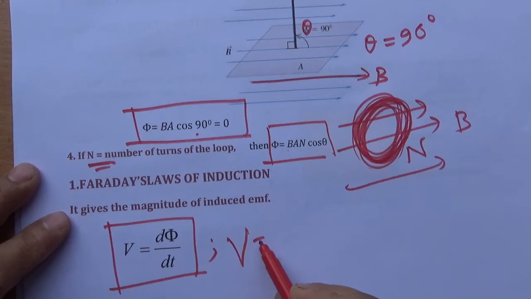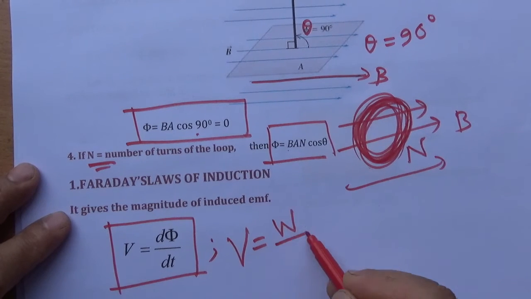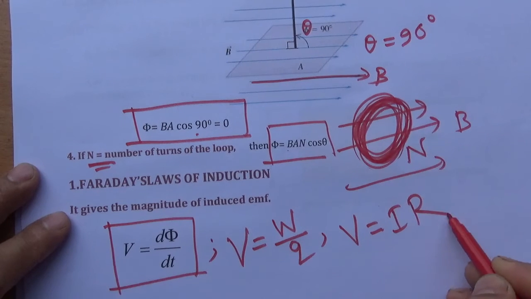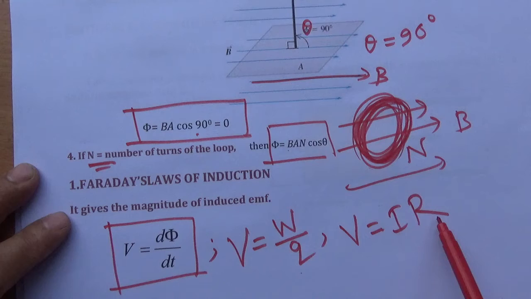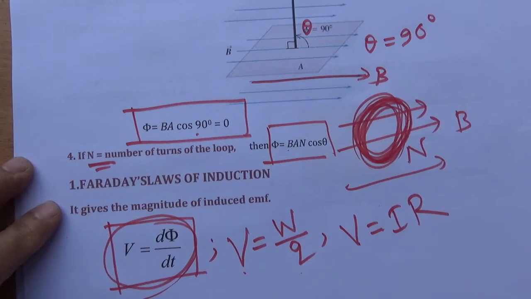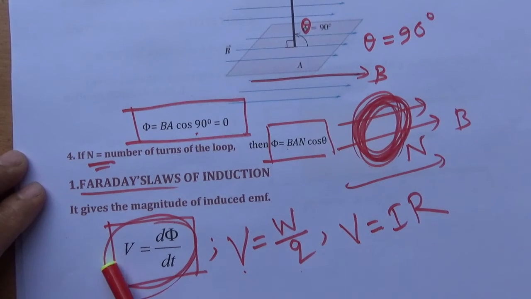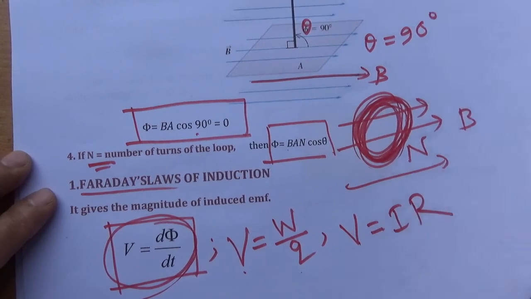The potential difference is the work done divided by charge, V is W by Q, and V is equal to IR. This is a new formula for potential difference, introduced by Michael Faraday: the rate of change of flux, in addition to this.